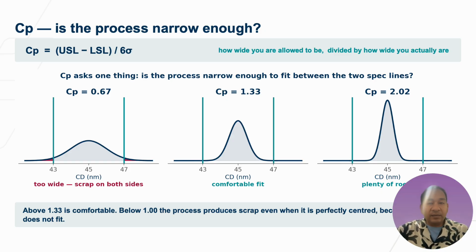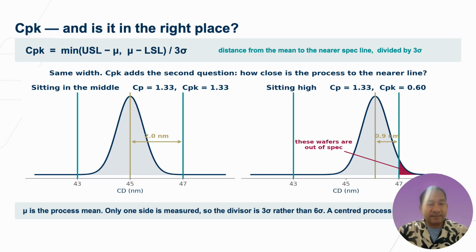Sigma of half a nanometer gives CP of 1.33. The window is a third wider than the process, so there is margin on both sides. This is the number most fabs write into contracts. Sigma of a third of a nanometer gives CP above 2, a great deal of room. Notice all these 3 curves sit exactly in the middle of the window. CP is computed from the widths alone, so it gives the same answer wherever the process happens to sit. This is what CPK adds.